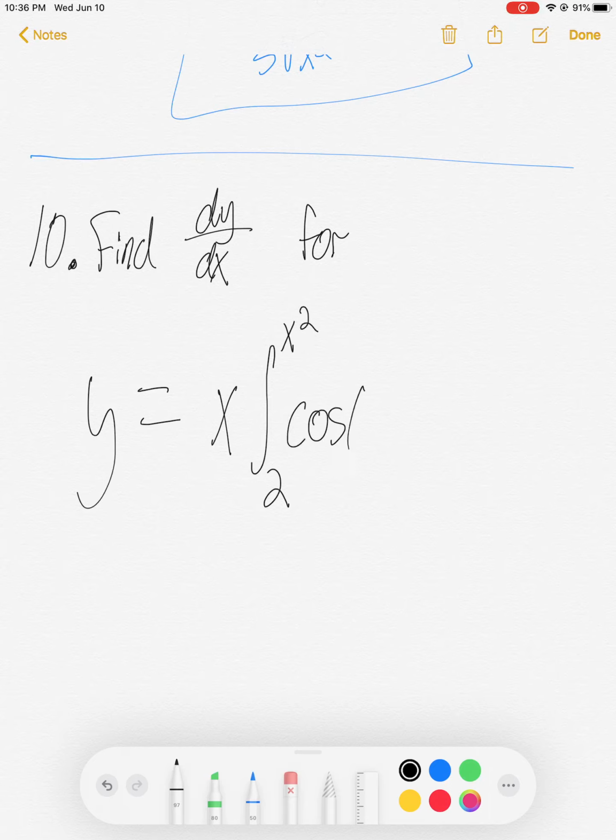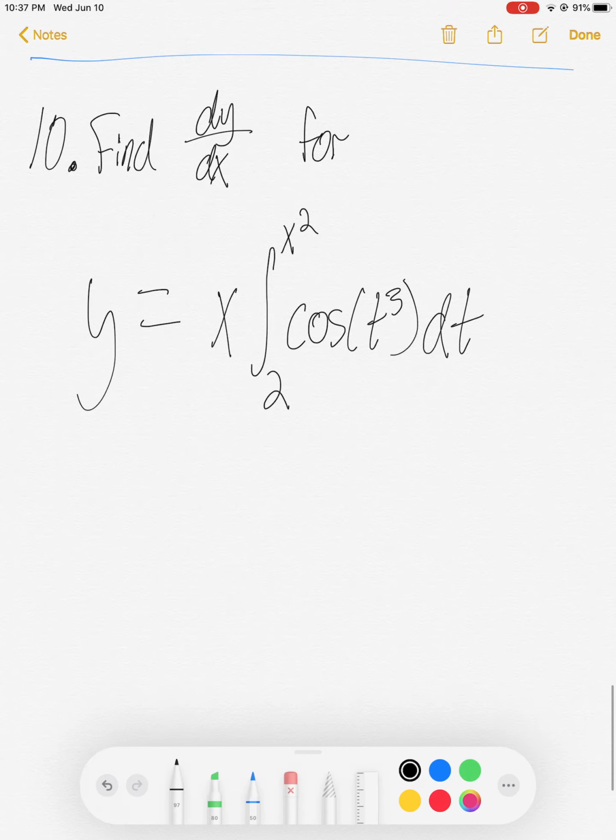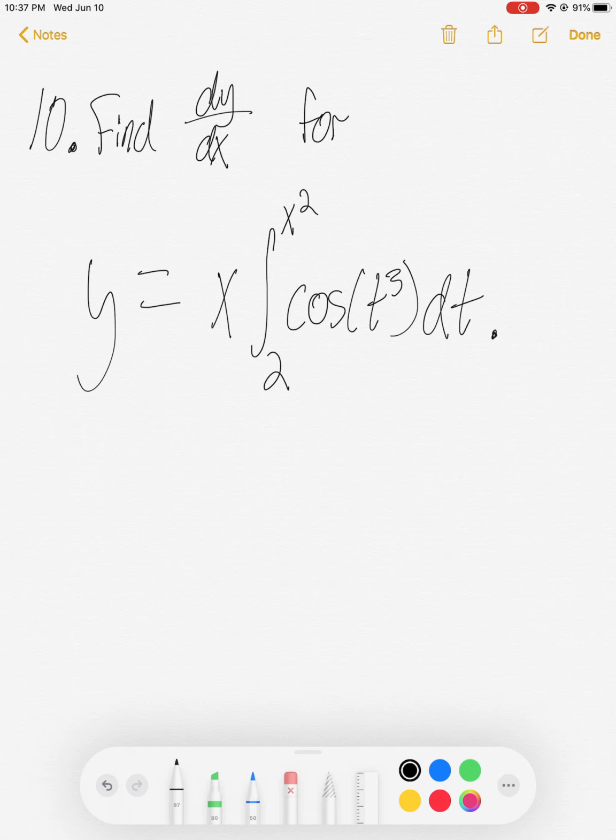Next up is problem 10. Problem 10 says find dy dx for, and our function is y equals x times the integral from 2 to x squared of cosine of t cubed dt.